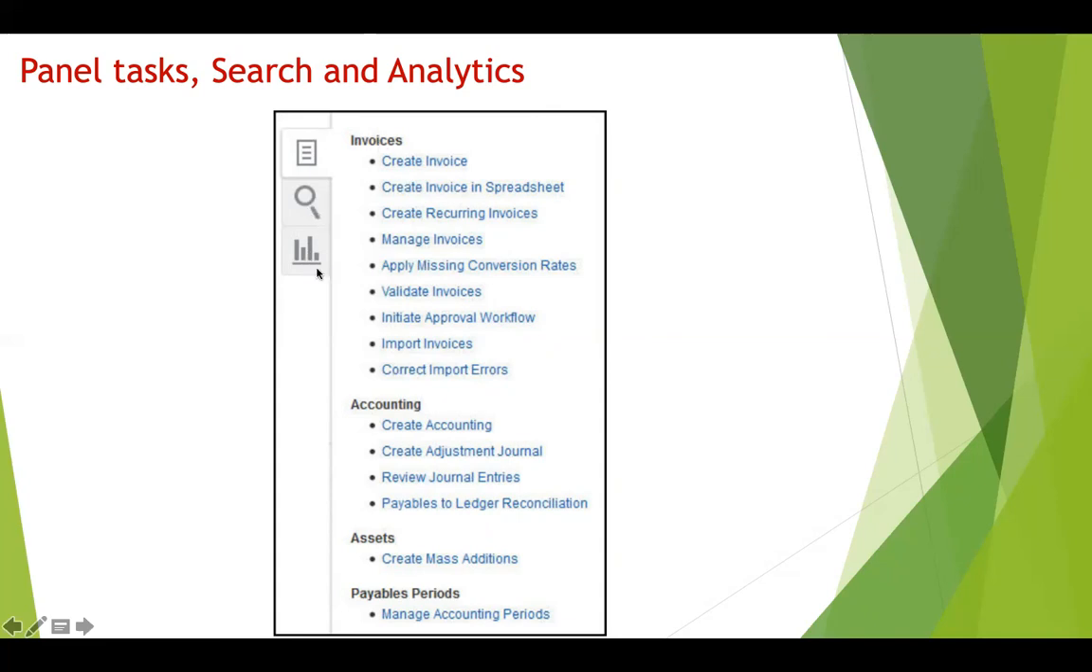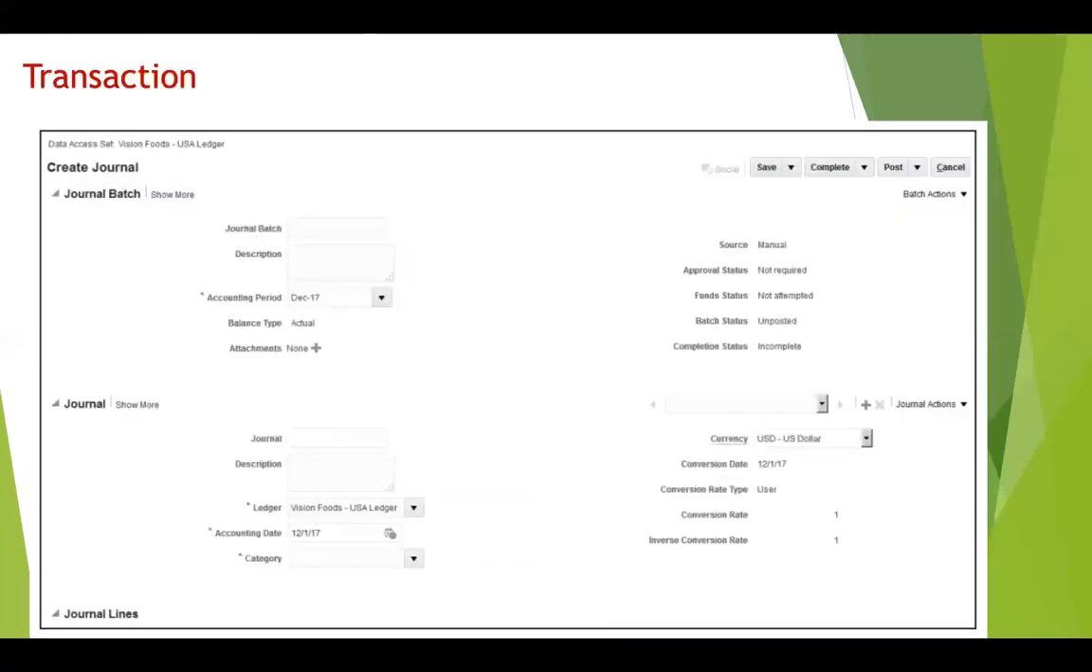As I mentioned earlier, there are some business analytics which you can access through that invoices screen. Once you click on that journal, this is an example of a journal transaction, what it generally looks like. Just wanted to show you how the cloud screen looks.